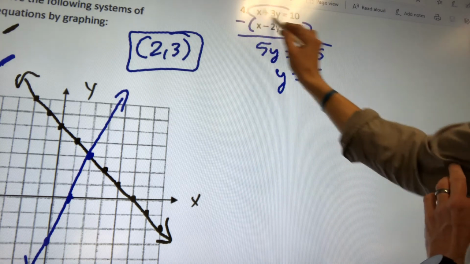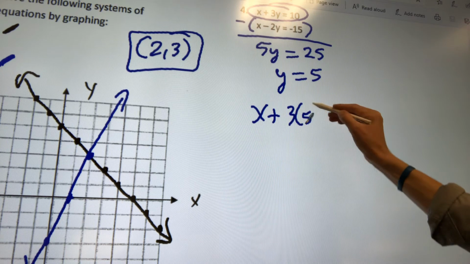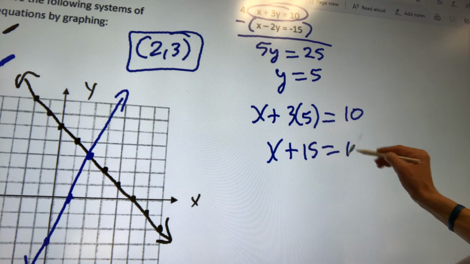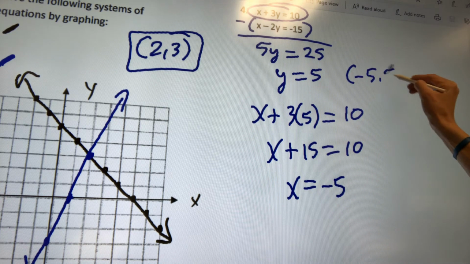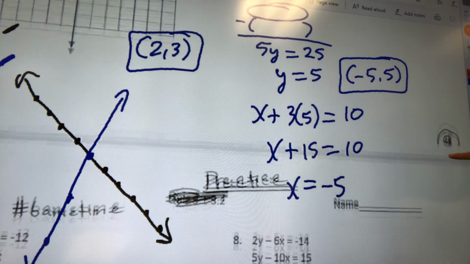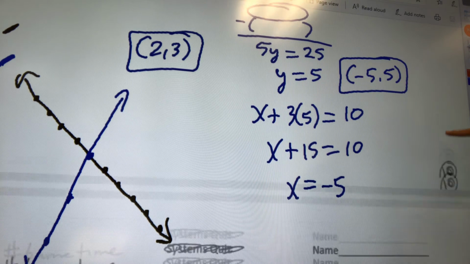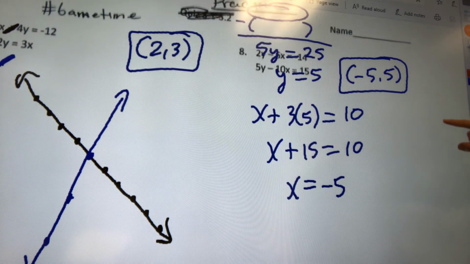I'm going to take that and plug it in the top equation. x plus 3 times 5 is equal to 10. x plus 15 is 10. x is a negative 5. Your answer is negative 5, positive 5. Negative 5, positive 5. Again, pause this whenever you need to. That was page 9. Let's do some on 10, though we are in your hashtag game time section.